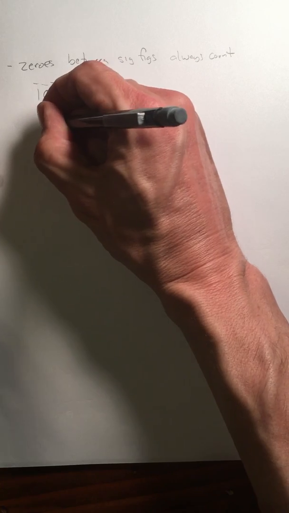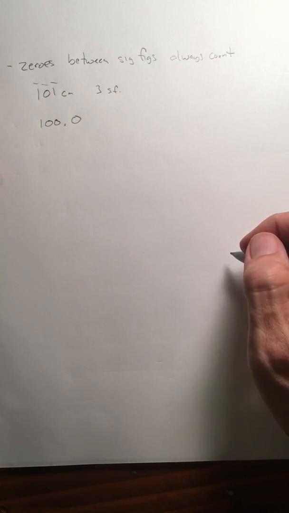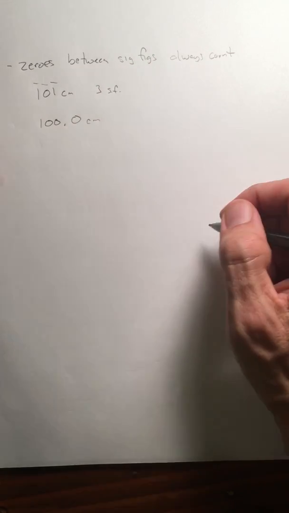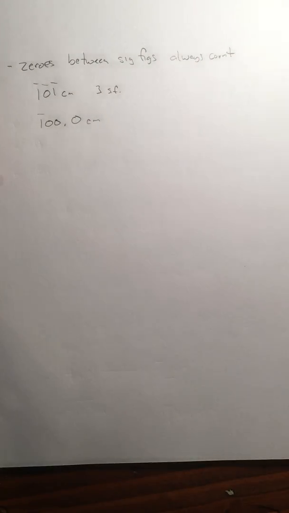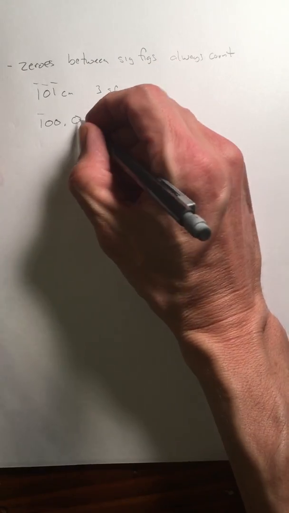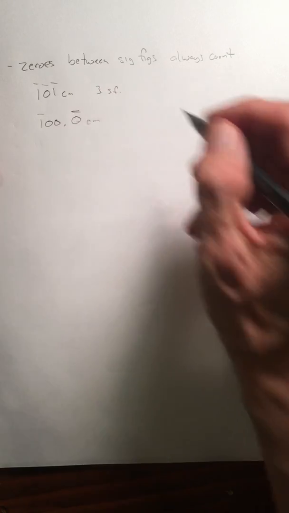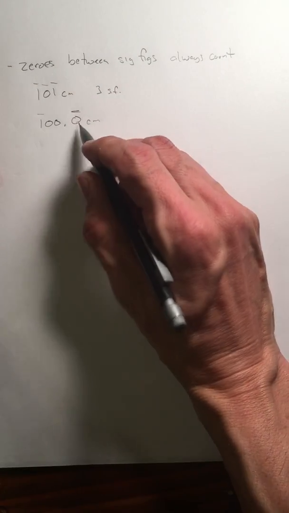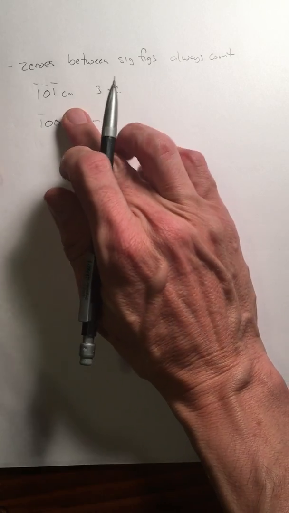Now, what if I have the number 100.0? Let's again make that centimeters just to give it a unit. Clearly the 1 is significant. Now, by rule 2, this 0 is to the right of the digits and to the right of the decimal place. Therefore, it's significant. The only reason to write 0 here is to say I measured that and I know it's 0. I don't need it as a placeholder.